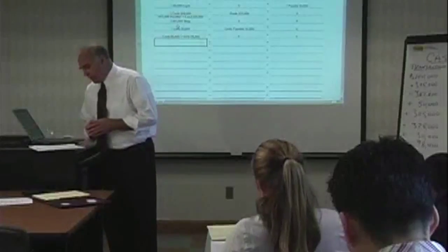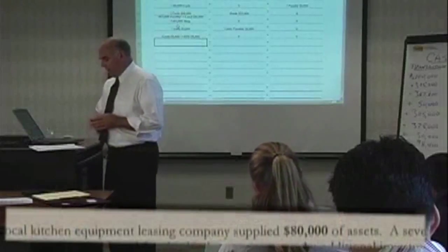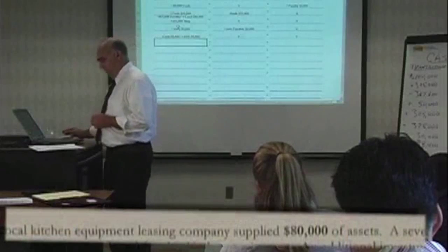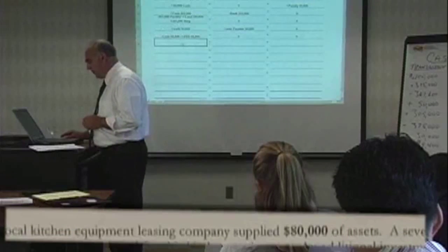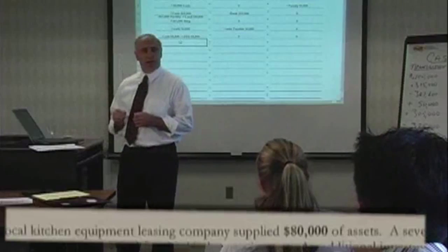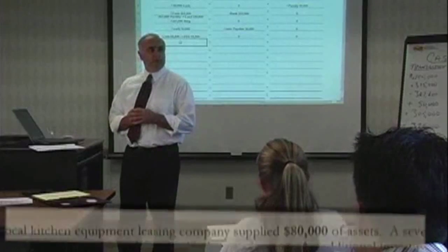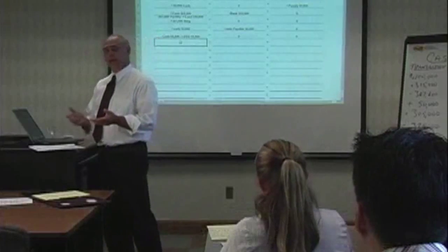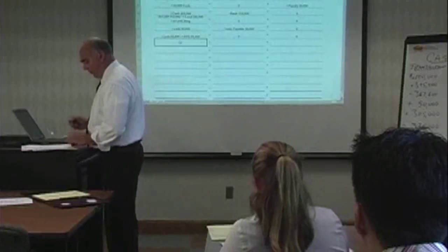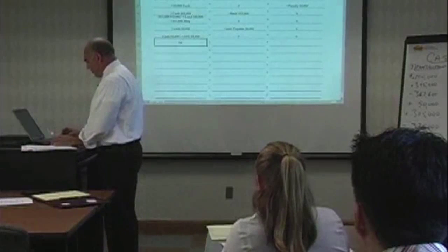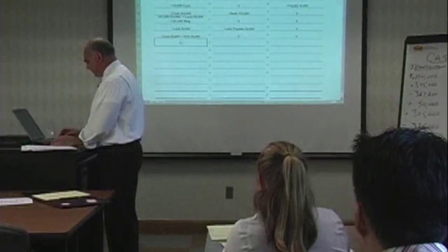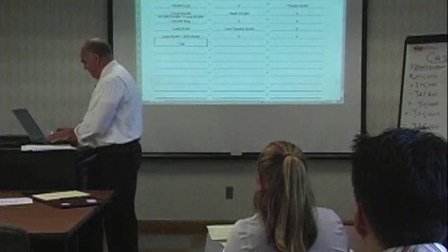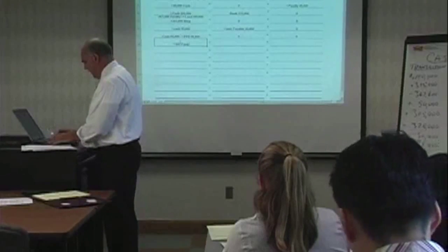A local kitchen equipment leasing company supplied $80,000 worth of assets. Well, the kinds of assets that a kitchen equipment leasing company provides sounds like ranges, ice machines perhaps, things that really enable us to become a restaurant with a kitchen. So we add kitchen equipment in the amount of $80,000.